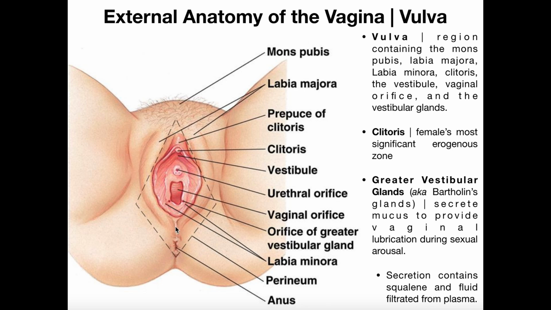Not that I want to use this in a scientific video like this, but if you're looking at slang terminology, the perineum is sometimes jokingly called the taint. Okay? So that's this area here between the vagina and the anus.